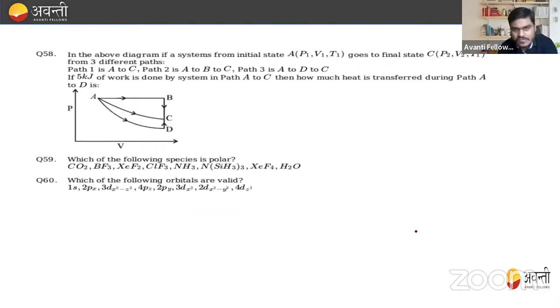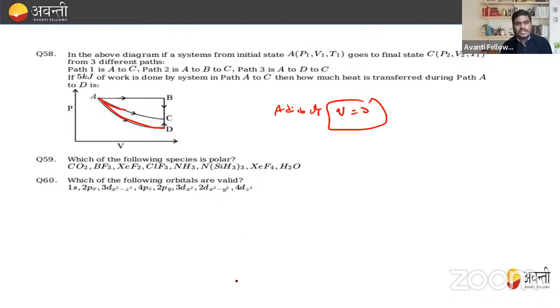In the above diagram of the system, from the initial state A, P1, V1, T1 goes to the final state C, P2, V2, T1 through 3 different paths. Path 1 is from A to C, path 2 is from A to B, and path 3 is from A to D to C. Now, how much heat is transferred? What is the correct answer, beta? Just remember this, from A to D, this is an adiabatic curve. And we know that for adiabatic, Q transfer is 0. For adiabatic, Q is always 0. So the correct answer is 0.